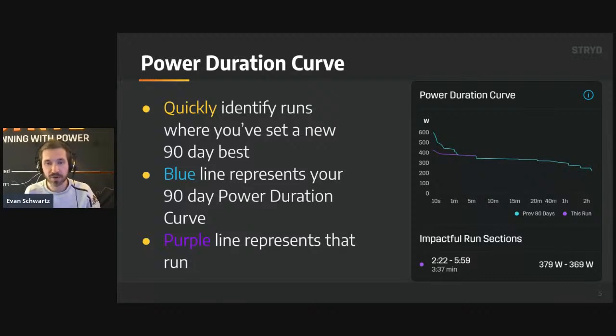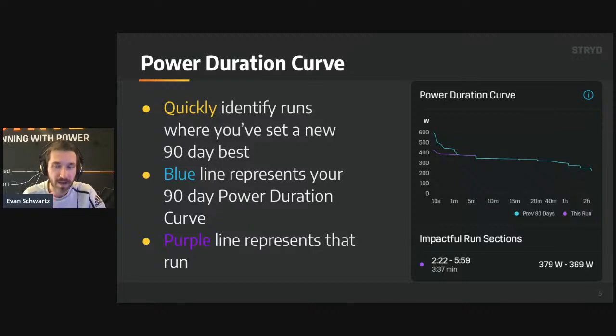So that time duration was 3 minutes and 37 seconds, and the wattage ranged from 379 watts down to 369 watts. So this specific insight is really, really helpful to help you identify specific sections that you have set new rolling 90-day bests in. And this is one of my favorite things to check after a workout where I know I just had a really good repeat or a really good test effort. I immediately want to check and see where my power duration curve stands.